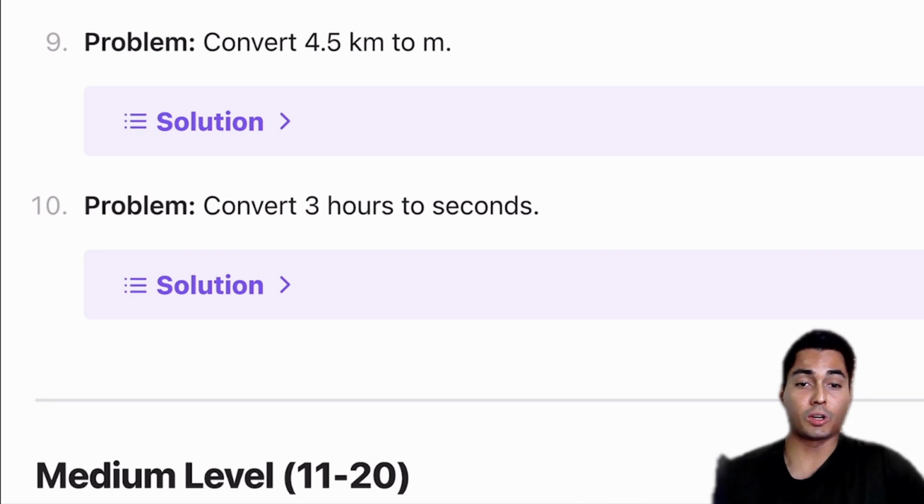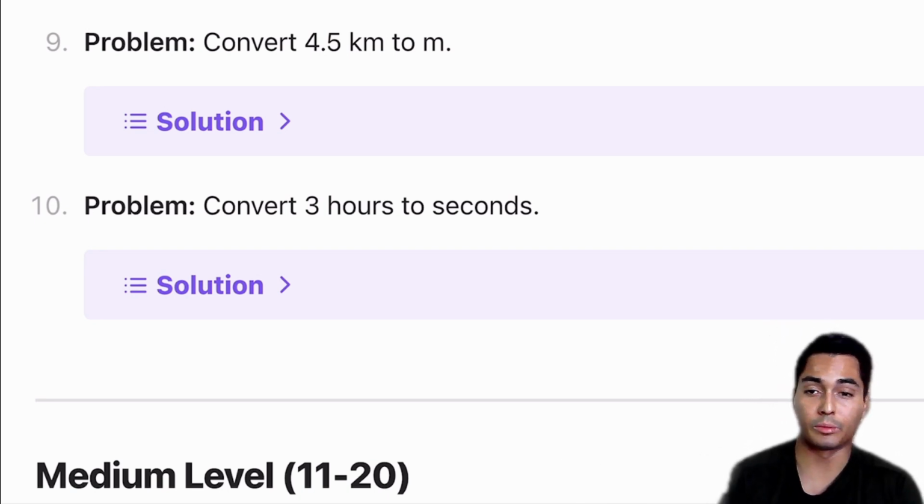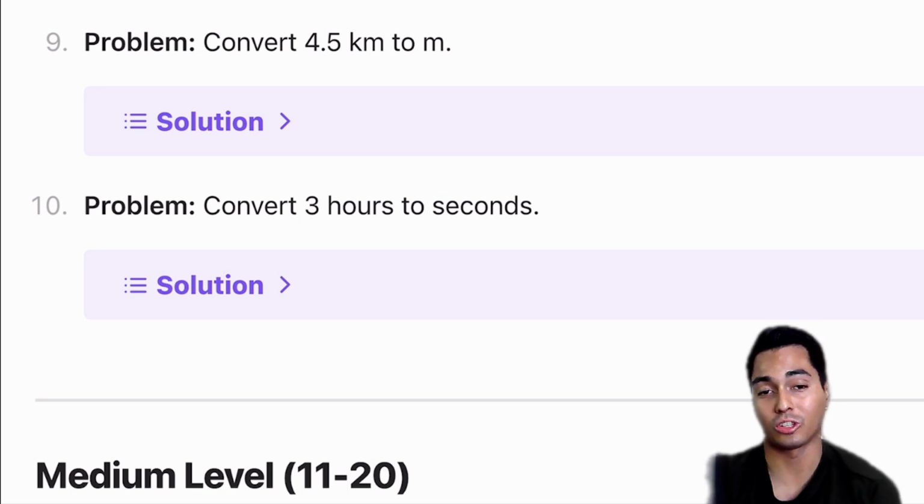All right, the last problem is going to be directly on the link in the bio where you can just download the problem sets here. It's going to be convert 3 hours to seconds. You can either download the sheet for yourself and try it out, or the first person to leave the direct comment with the correct answer is going to get pinned to the comments here.